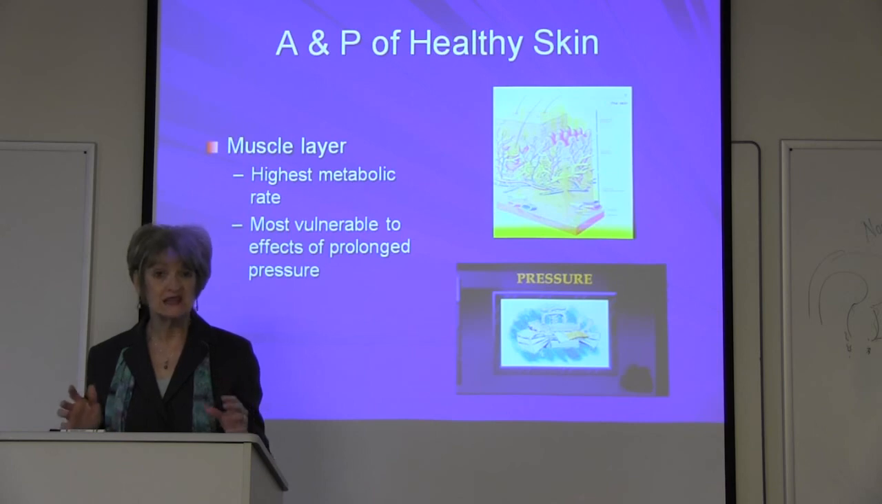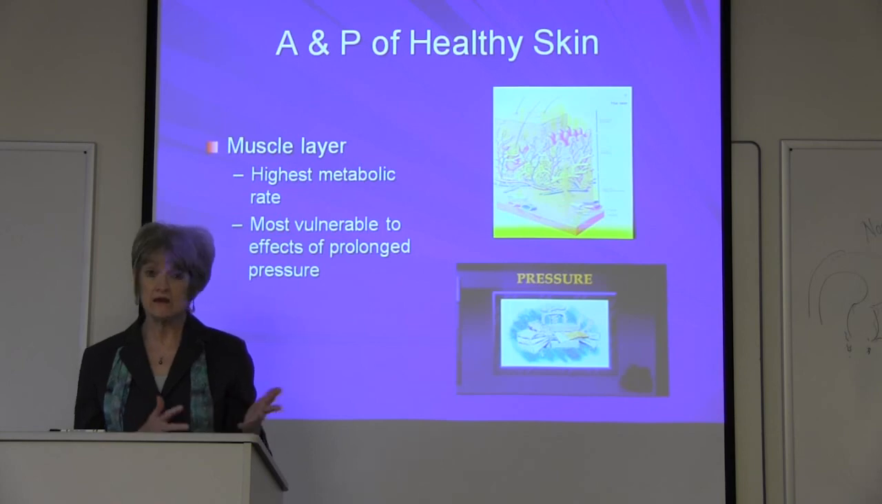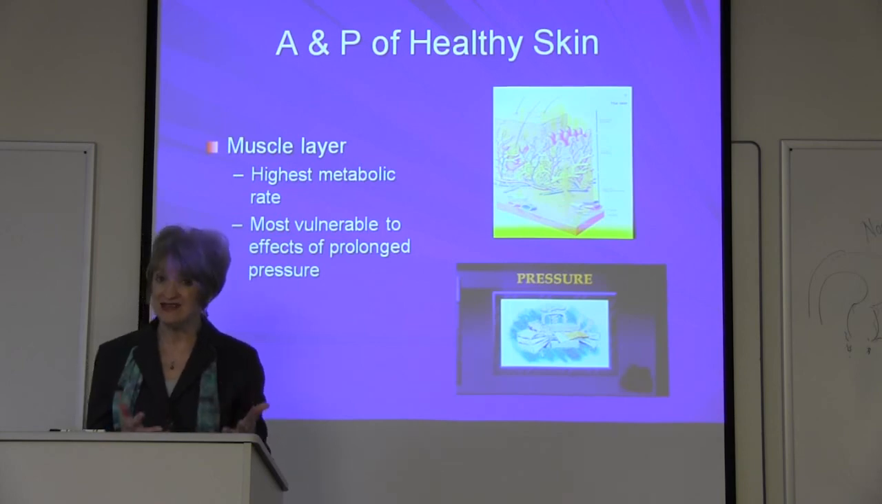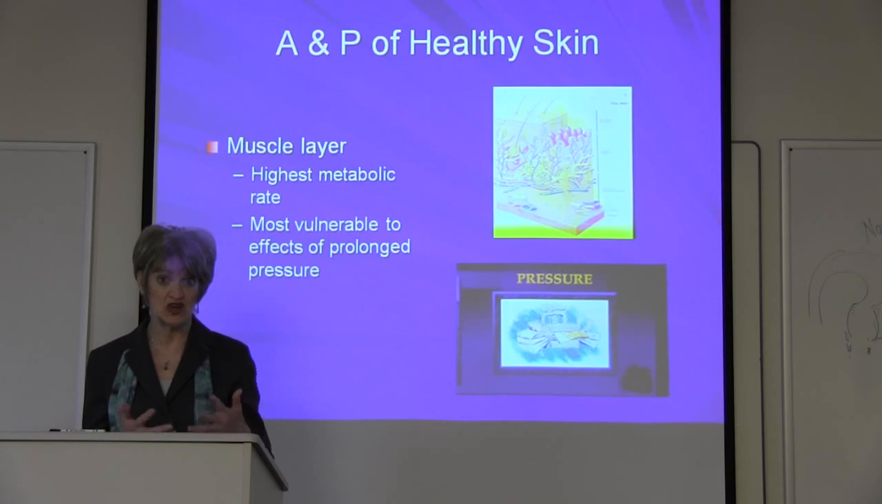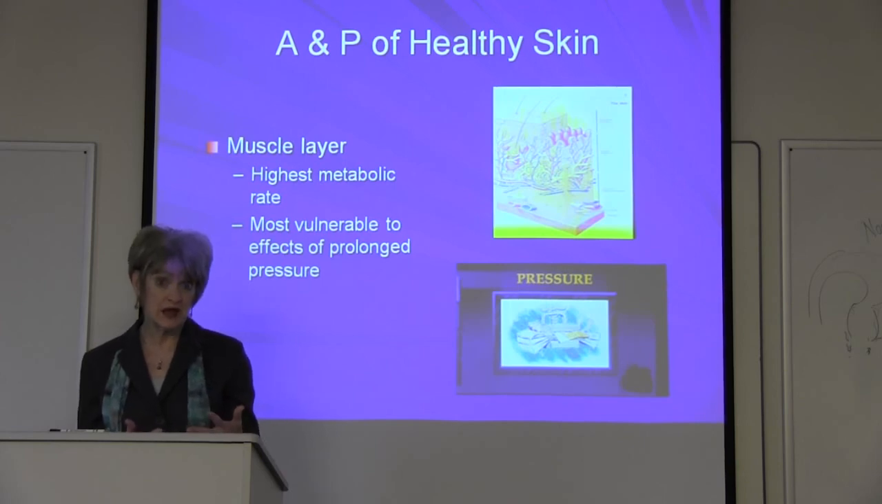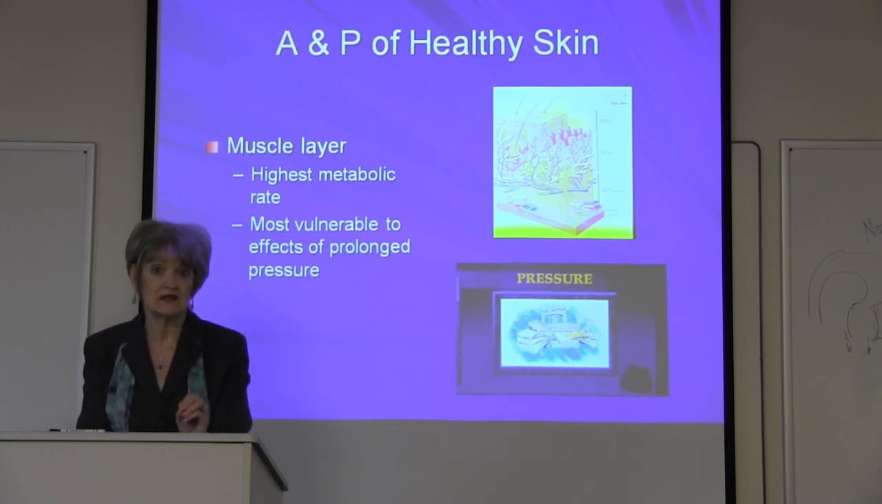But the point is, nothing active in the way of metabolic activity. Compare that to the muscle layer, which maintains position, maintains tone, changes position. The muscle layer uses oxygen at a much faster rate than any other tissue layer, which means that's the layer that's most vulnerable if the tissues are compressed and blood flow is reduced. And all of our current data indicate that pressure ulcers actually start at the muscle-bone interface and then come up.